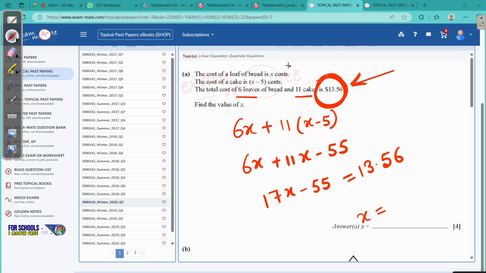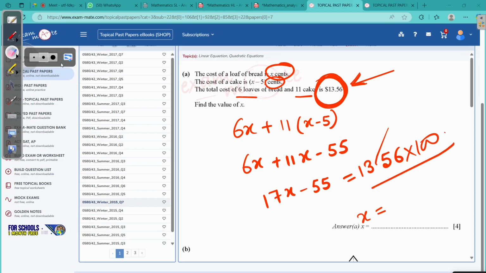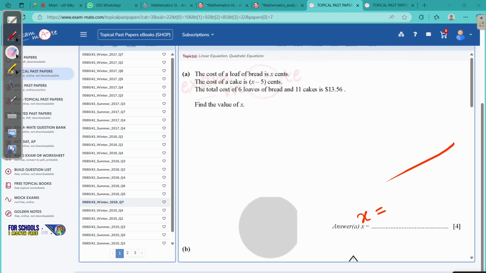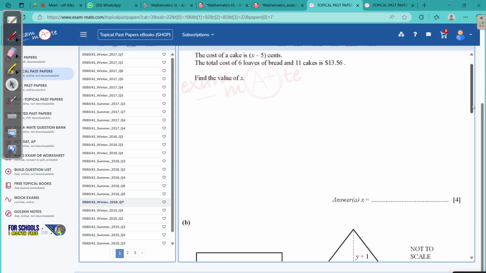$13.56. Okay. Please read the cost of one loaf. Cents. X cents. Are you getting the error? Okay, cents. So it has to be in hundreds then, my x. Okay. So these are the little things which you must take care of in your paper. Otherwise, in this simple question, you may lose your marks.